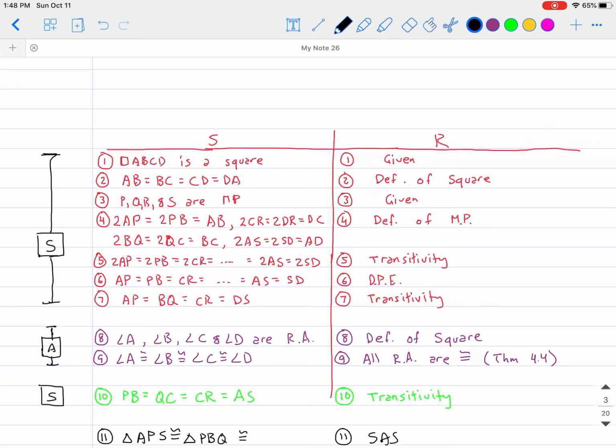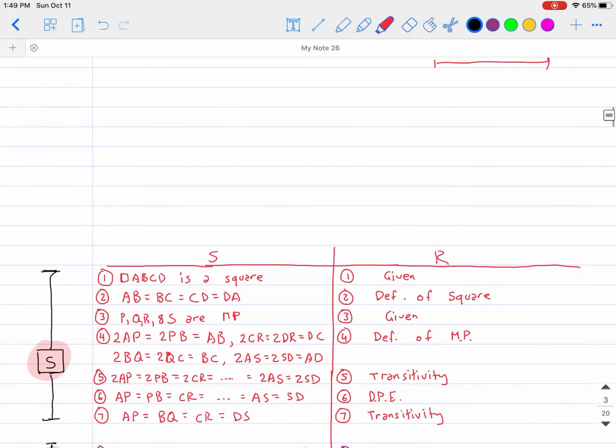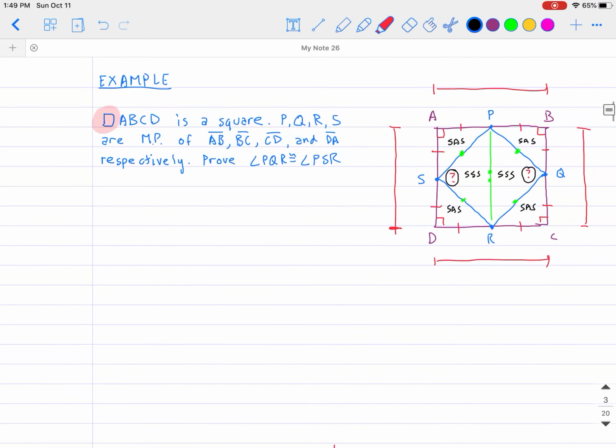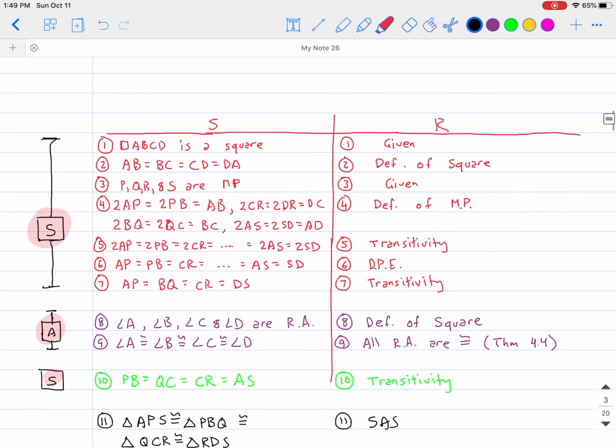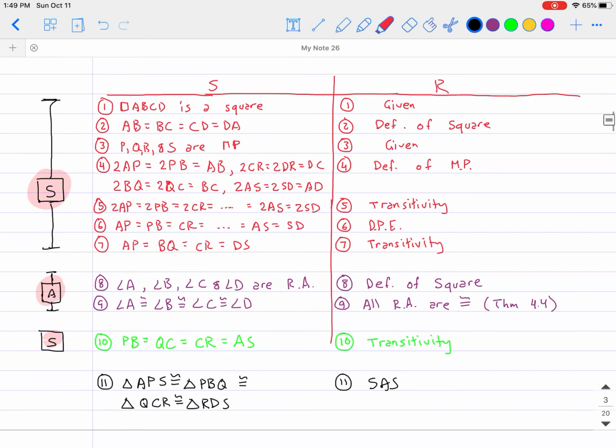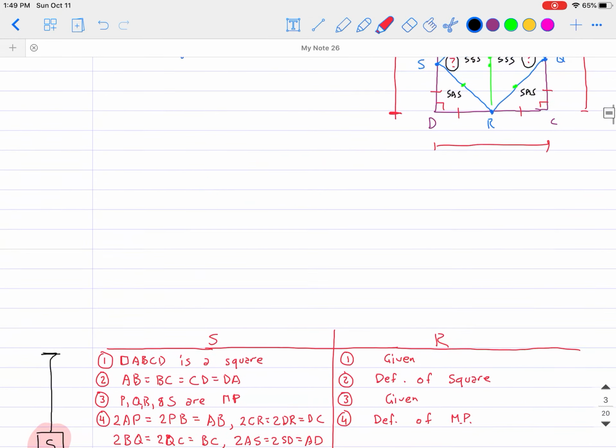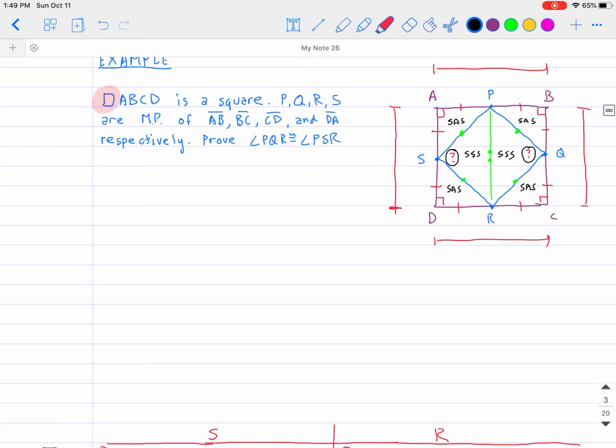Then I said the A part, where I have the 4 right angles, and 4 right angles are congruent to each other. So that is going to be the A part of my SAS. And then finally, for the last S, we're going to pick the corresponding sides to each of the triangles in the picture. So by SAS, those 4 triangles are going to be congruent to each other.